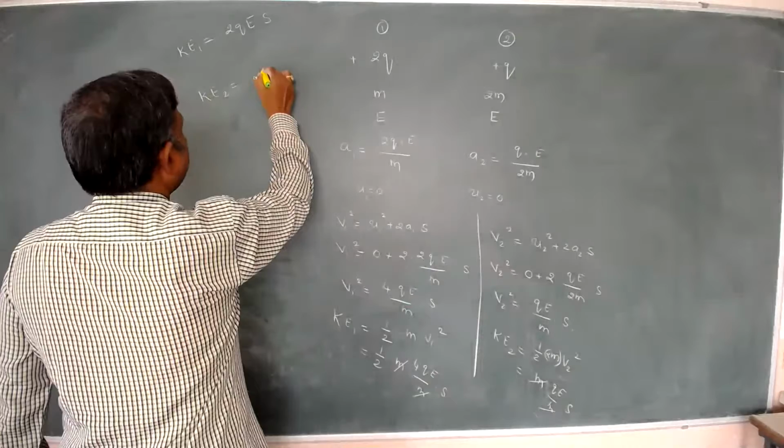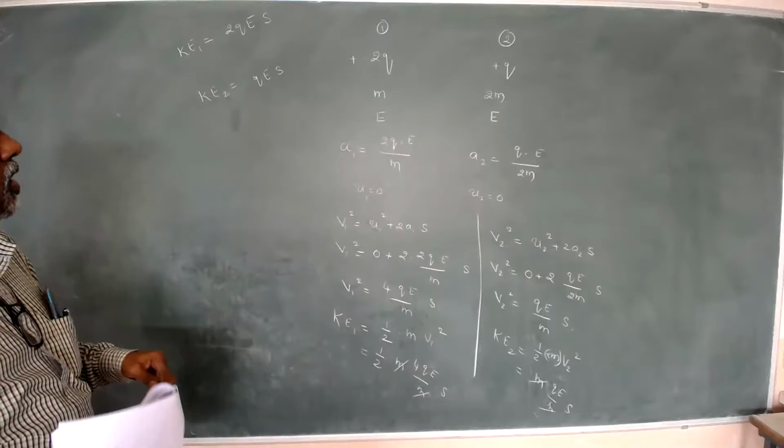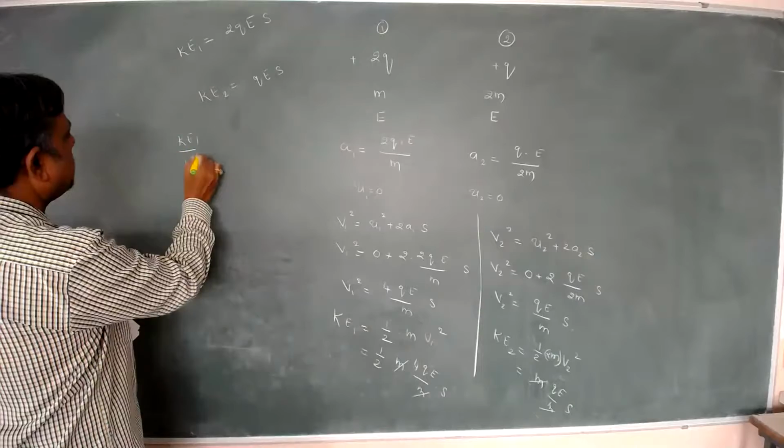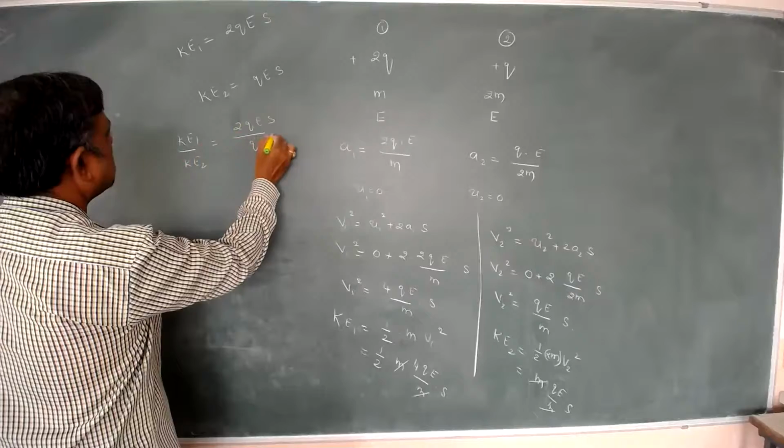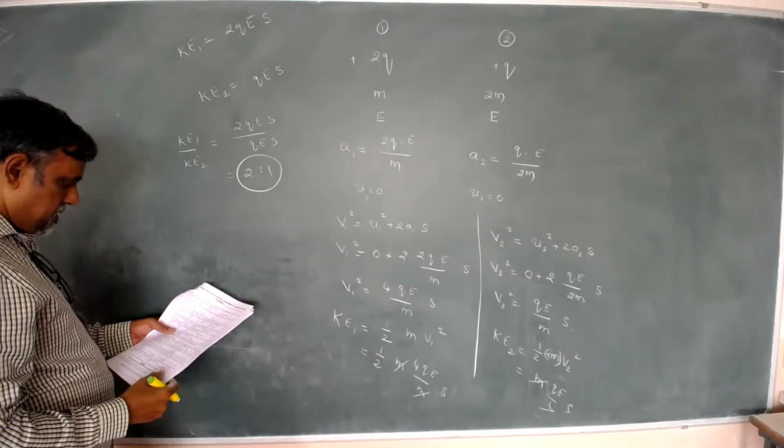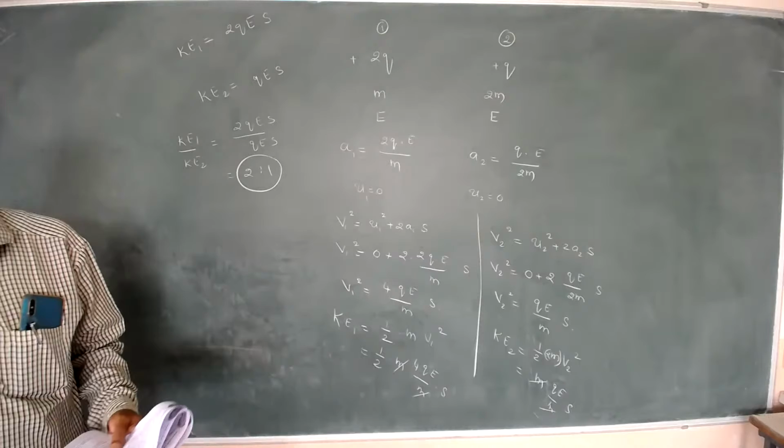Now, what do we have to calculate? The ratio of their kinetic energies. So KE1 by KE2 is 2QES by QES, that is 2 is to 1. So, option C. Which option have you got? Yes, 2 is to 1.